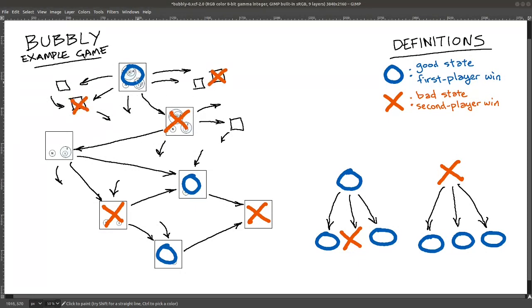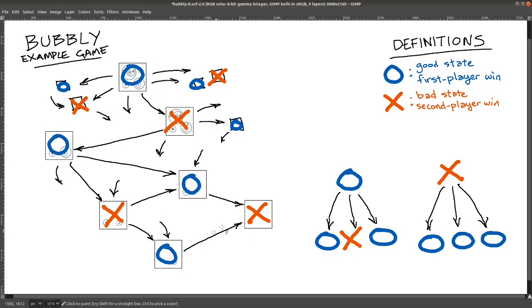And so you can see what happened every turn: Blanche would move to a bad state, and then Ray would be forced to move to a good state. And then Blanche would move to a bad state, and then Ray again would be forced to move to a good state. So in order to determine which of these were good states and which were bad states, you need to be able to analyze more of the graph, which Blanche was able to do from the very beginning.